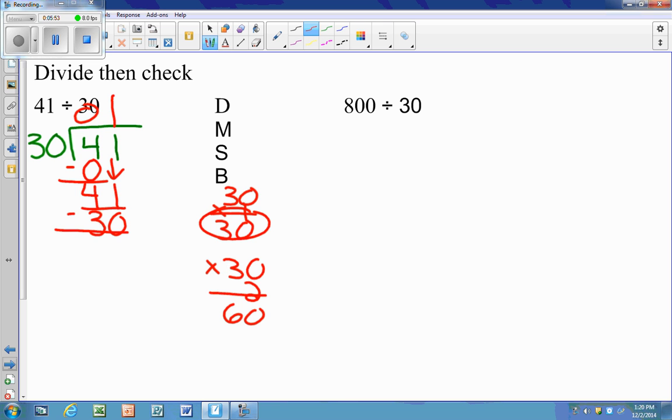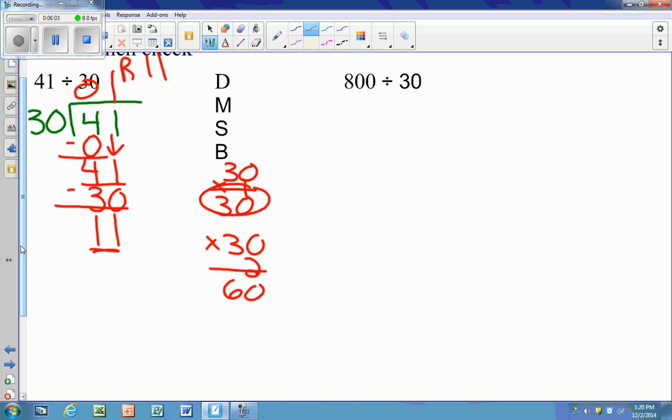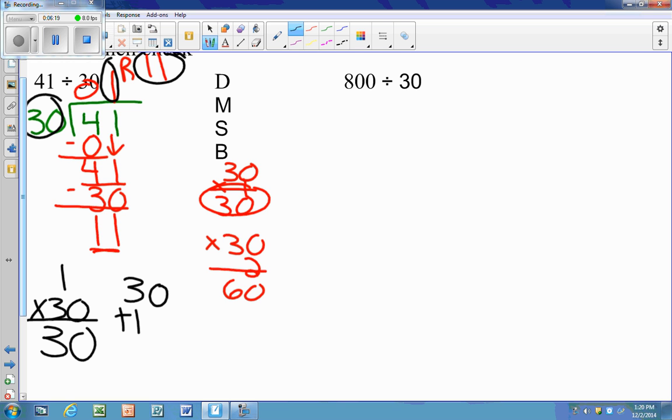And now I'm going to subtract. And when I subtract, this 11 is less than the 30, so it's correct. So 1 remainder 11. And now I'm going to do my check. In order to check, I multiply my quotient times my divisor, which gives me 30. And then I have to add in my remainder of 11. And that makes 41. And this 41 matches this 41, so that's a good sign that I'm most likely correct.